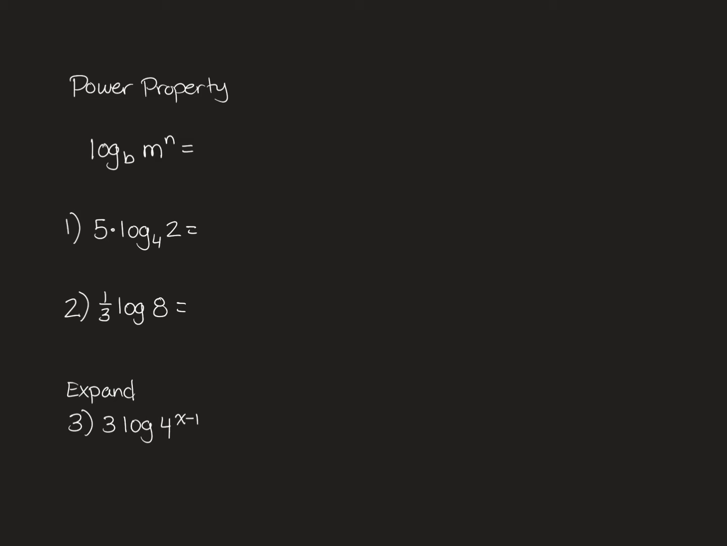Next, we have the power property. So if we have log base b of m to some power n, we can actually kick that power out in front, and we get n times log base b of m. So let's look at some examples. With number 1, we have 5 times log base 4 of 2, so 5 would be the power inside. So we can say log base 4 of 2 to the 5th. Well, 2 to the 5th is 32, so we can say log base 4 of 32.